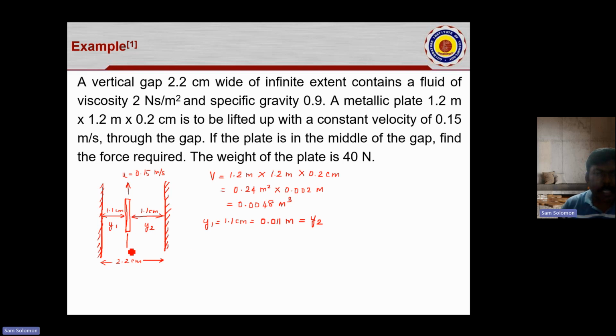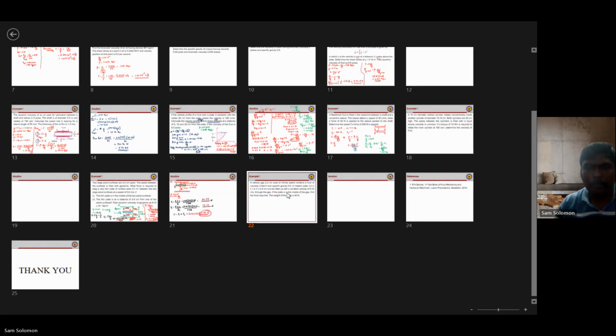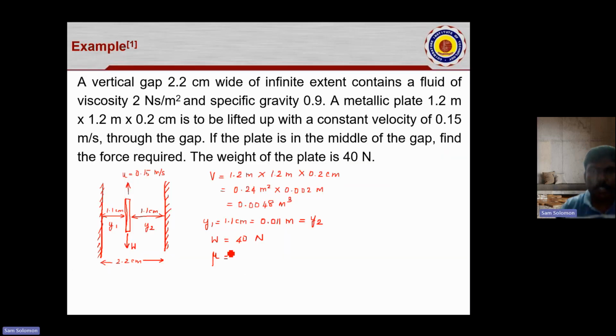And they have said the weight of the plate, which acts in the downward direction, which I represent by W, is 40 newtons. And what else is given is the viscosity of the fluid, which is 2 Newton second per meter squared. And the specific gravity of the fluid is given as 0.9.